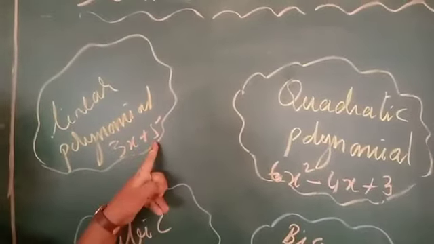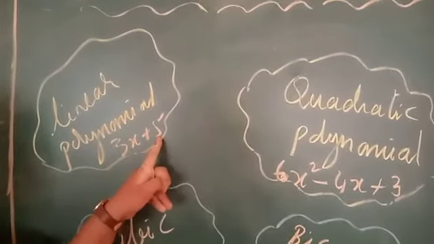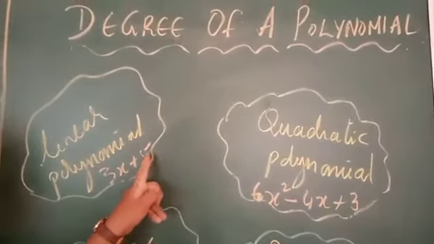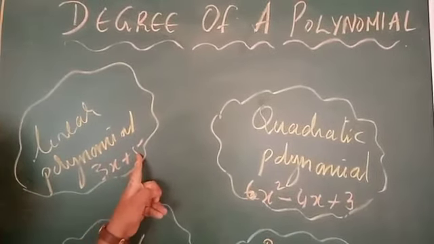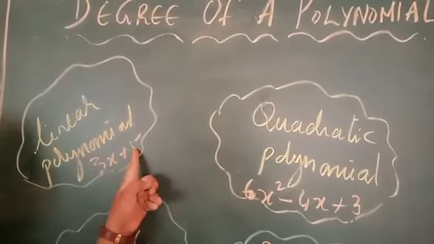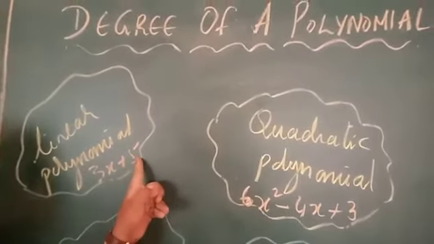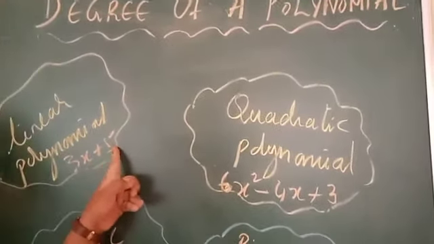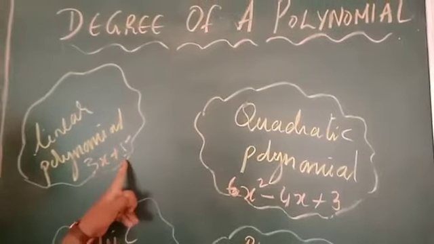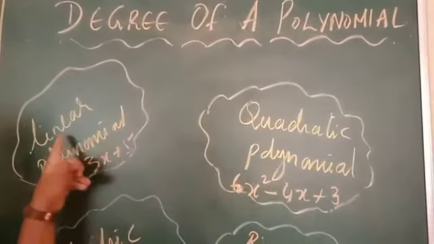So here two terms are there, one is 3x, one is 5. The degree of 3x is 1 and the degree of 5 is 0. Why is the degree of 5 zero? Because 5 is a constant polynomial, a constant number, and there is no variable. The degree of a constant polynomial is 0. It is very important for you. So in 3x plus 5, the highest degree is 1, so it is called a linear polynomial.